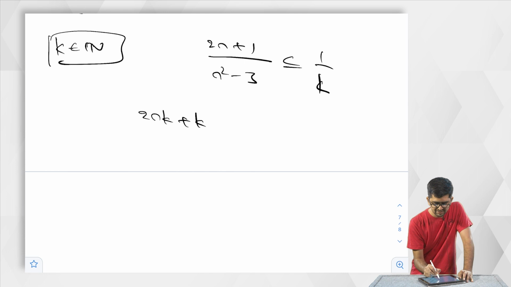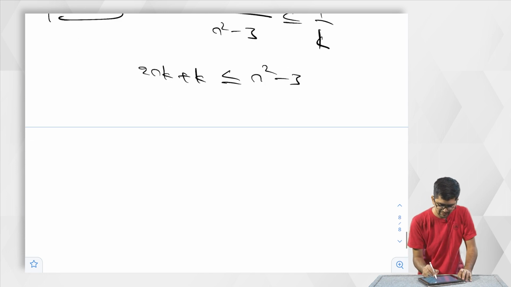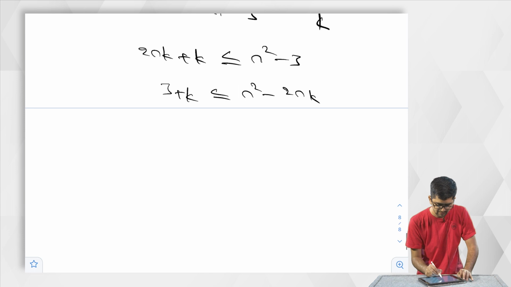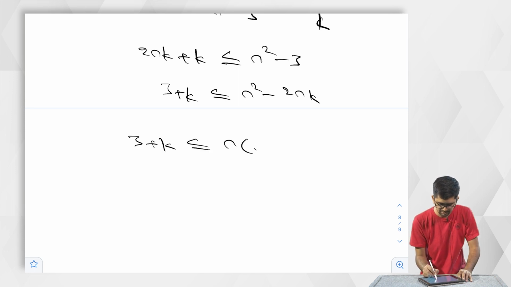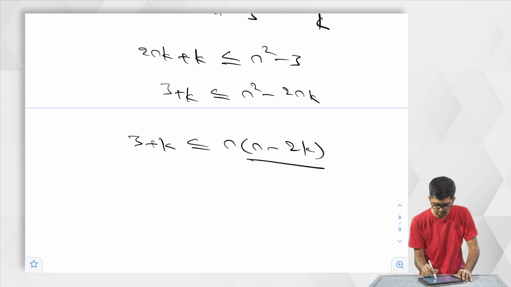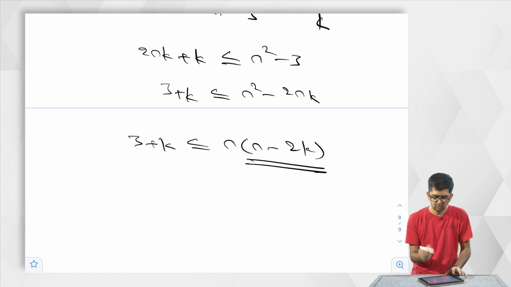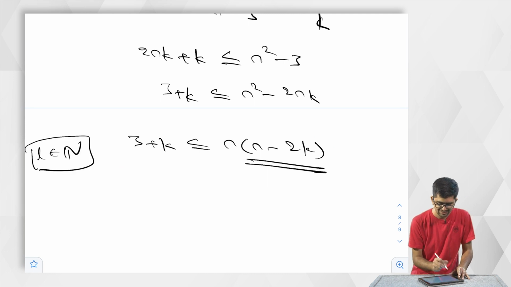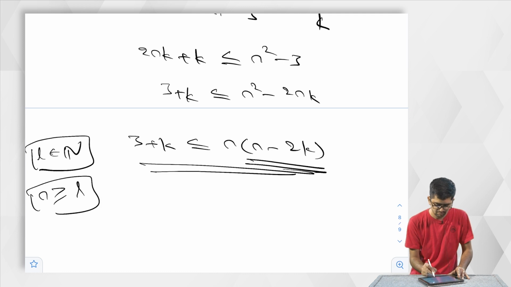So what do we have? 2nk plus k less than or equal to n square minus 3. This is the same thing as saying 3 plus k less than or equal to n square minus 2nk. So 3 plus k less than or equal to n times (n minus 2k). Now the question is, can I find an element L belonging to N such that for every n greater than or equal to L this is true.